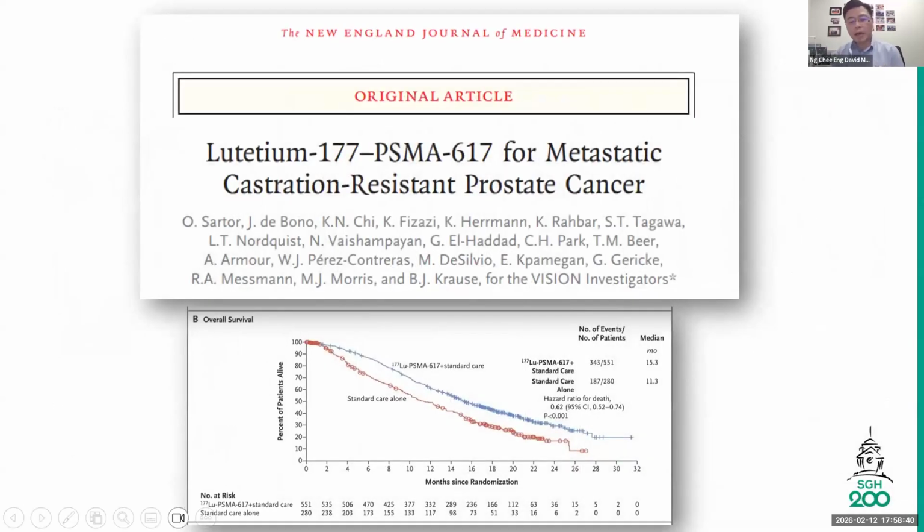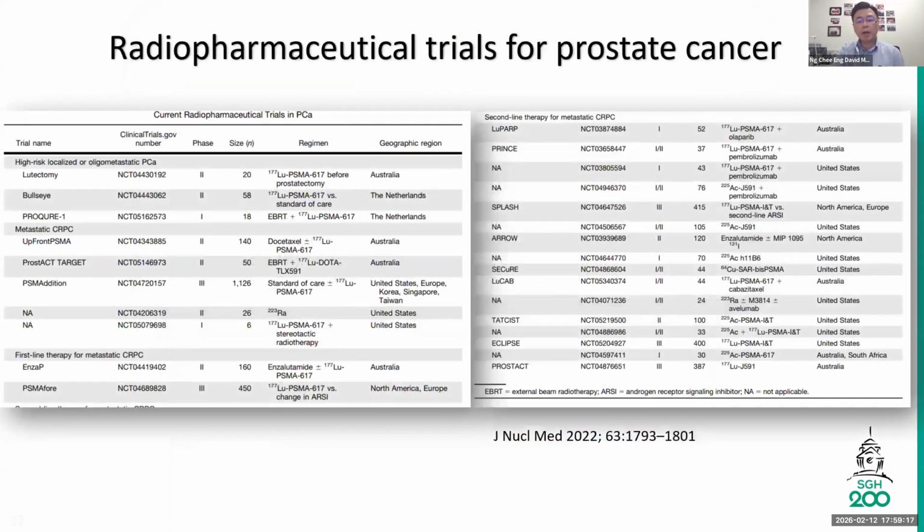That itself has led to, again, a very big clinical trial, which then approved the commercial production of lutetium-177 PSMA-617, which is now commercially available as a product called Pluvicto. This clinical trial is called VISION, and the graph shows a significant response to this therapy compared to standard care. And there are many, many radiopharmaceutical trials for prostate cancer using PSMA theranostics, as listed here.